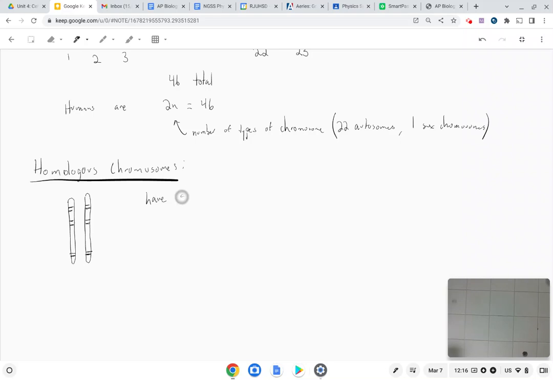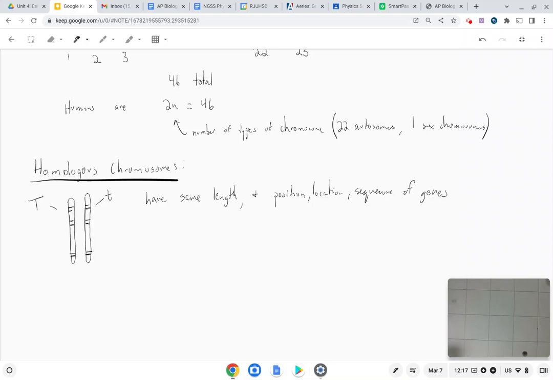So let's write that down. They have the same length and position, location, and sequence of genes. So that's what makes them homologous, right? Now, this is not to say that they don't have different alleles, because they could have different versions of those genes. And that's where we get this concept of dominant, recessive, right? For example, maybe this one is dominant and maybe this one is recessive. So it's still the same gene. It's just one might be a different version of the same gene.